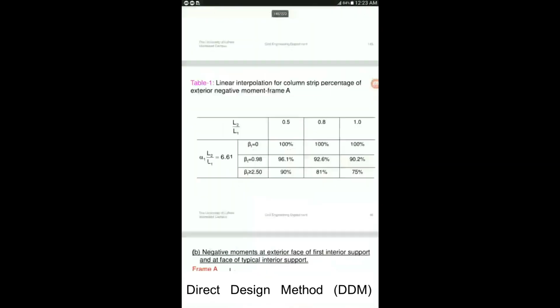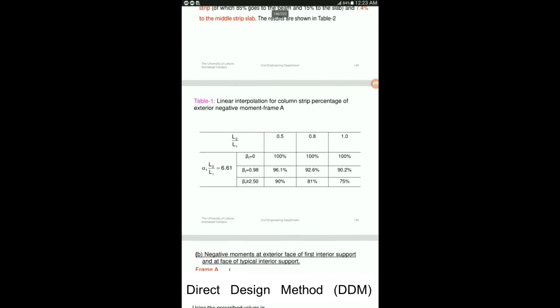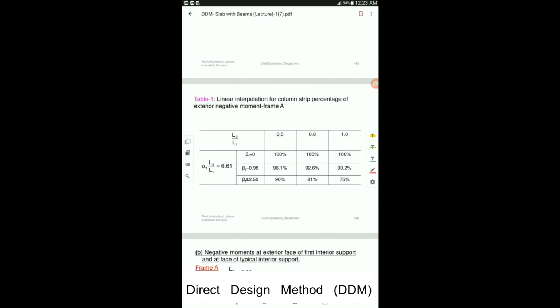Then I'm going to do an interpolation because this value here is at L2 over L1 equal to 0.5 and this value is at 1. So I need a value at aspect ratio equal to 0.8 in between them. Again, I'm going to do interpolation between them and find a value here. This value, this value, this value, and this value have been taken from the table which I showed you right now, and the rest of the values have been interpolated.